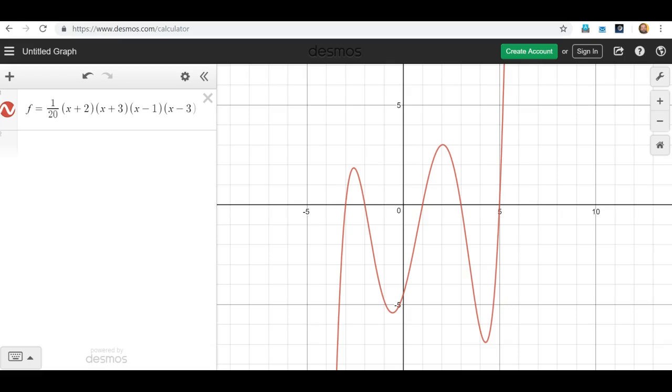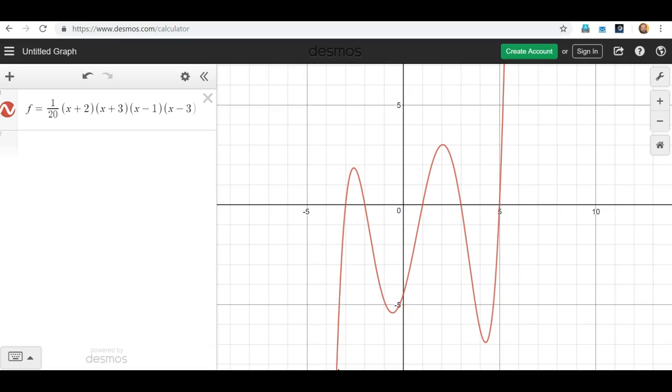It has a bunch of zeros. You can see how I shaped the zeros. I got one at -2, one at -3, one at 1, one at 3, and one at 5. So I kind of hit all the zeros. I put the 1/20 here so it doesn't stretch out too big. So that's my graph, okay? We want to do a little bit of analysis from this.